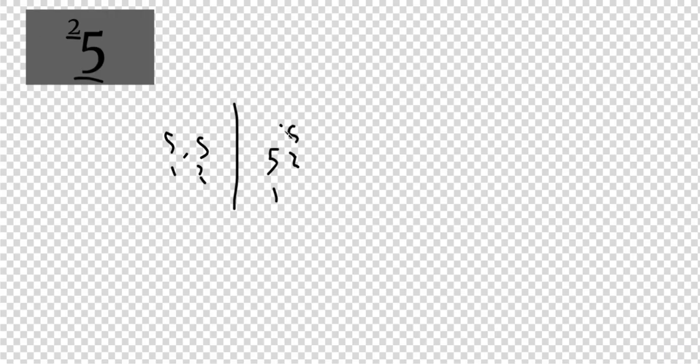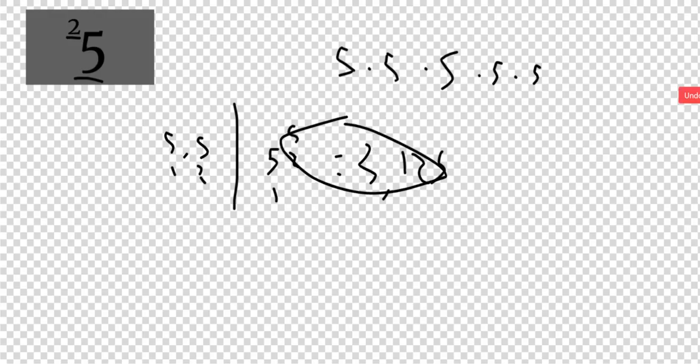So if we were solving this problem, it would be 5 to the 5th power, which is equal to 3,125, which is just 5 times 5 times 5 times 5 times 5. 25, 125, 625, 3,125, which is how we got here.